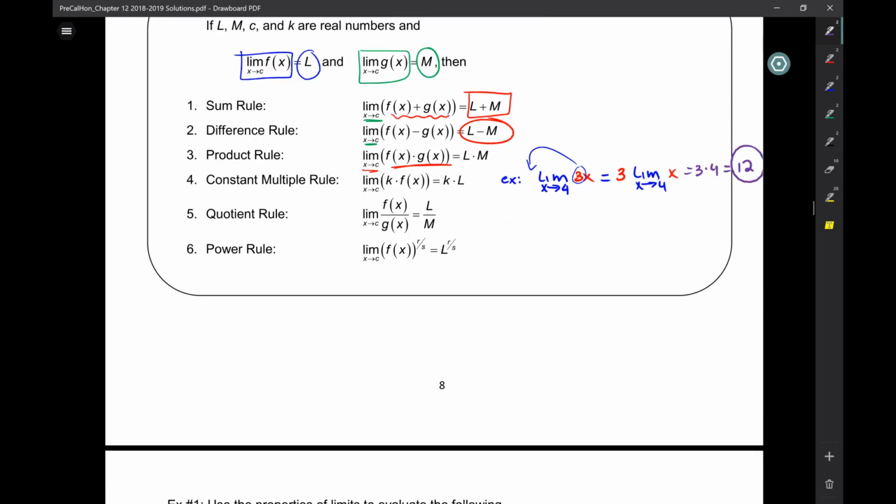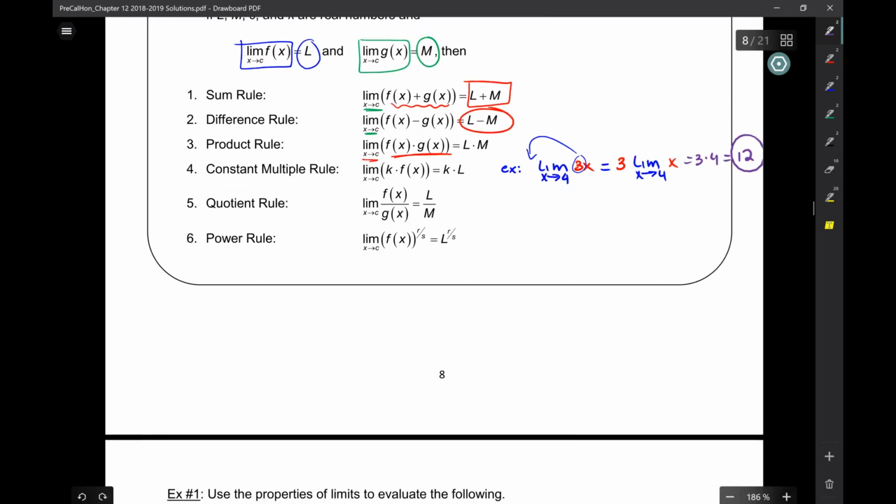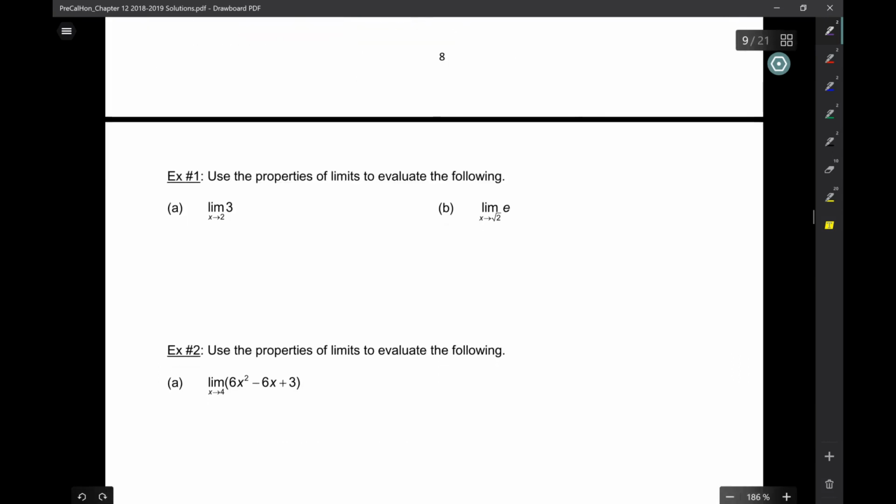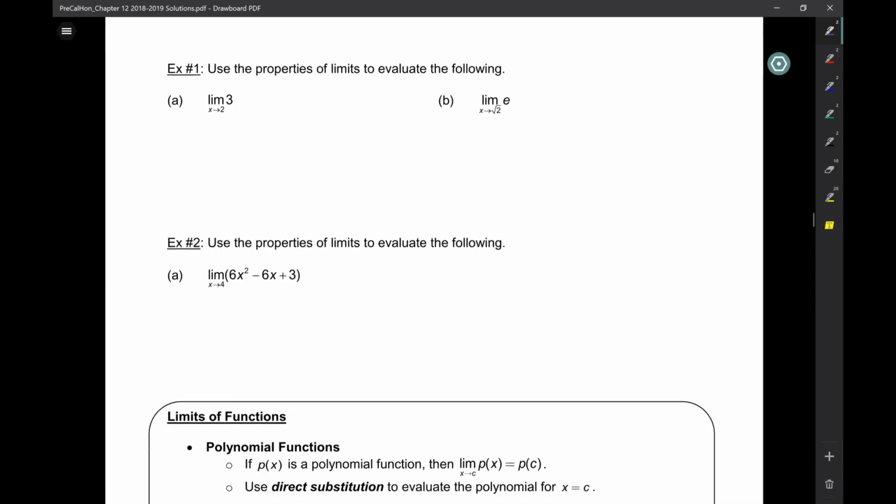Okay? The quotient rule works as well, and so does the power rule. I'm not going to go at length with these. I'm just going to put them into practice right now. All right? These are very, very straightforward once we do them. Okay, so let's use some properties of limits to do this.